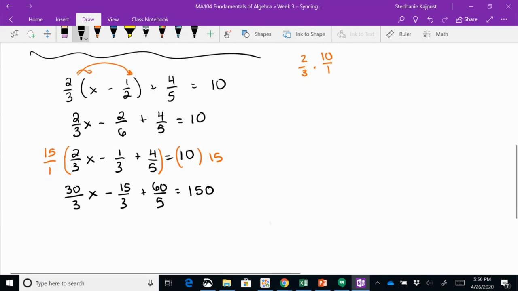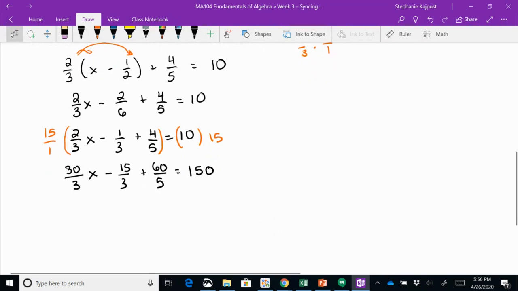Now, each of these fractions, because I multiplied by the common denominator, are all going to come out to whole numbers, so you just do the division. So 30 divided by 3 is 10. 15 divided by 3 is 5. 60 divided by 5 is 12. And so we end up with 10x minus 5 plus 12 equals 150.